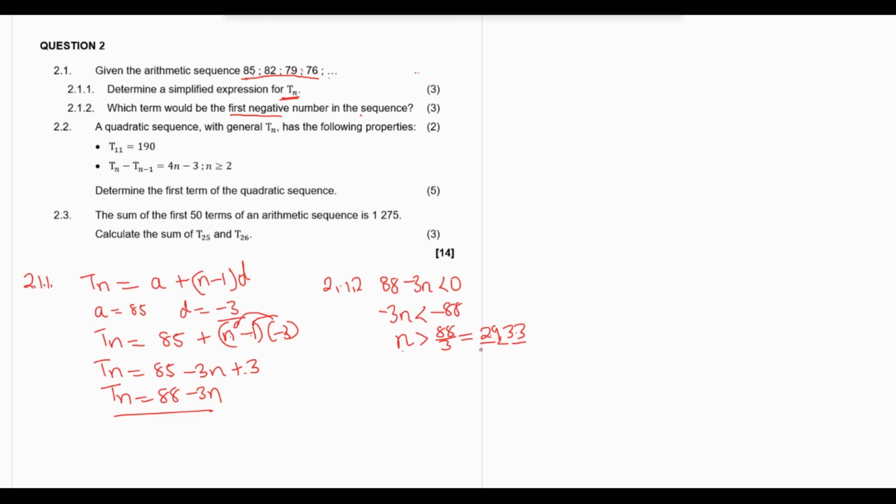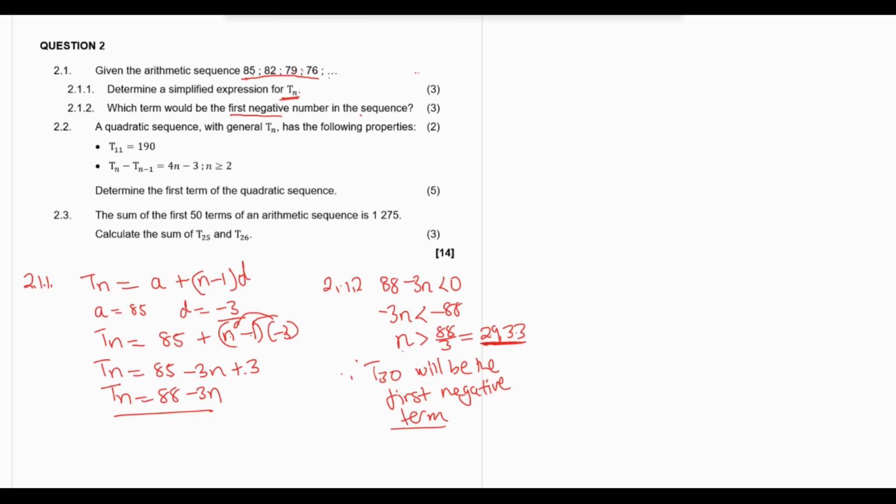29 means it is still on the positive side. We don't use the laws of rounding off here. You have to look at the context. So for 29, the term will still be positive. And then T30 is the one that is going to be the first negative term. Therefore, T30 will be the first negative term.